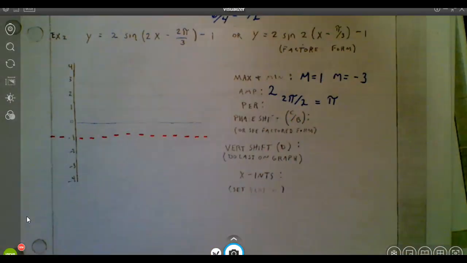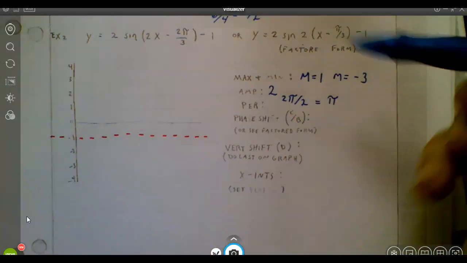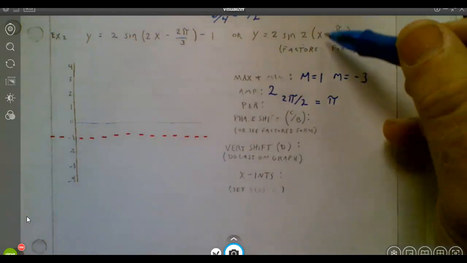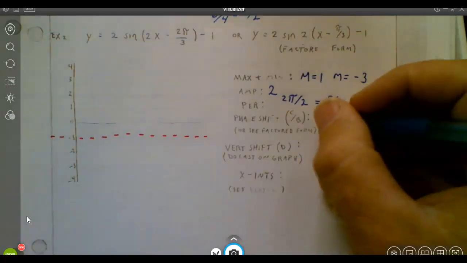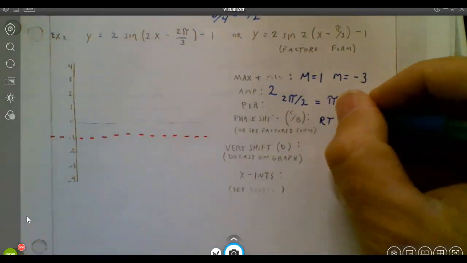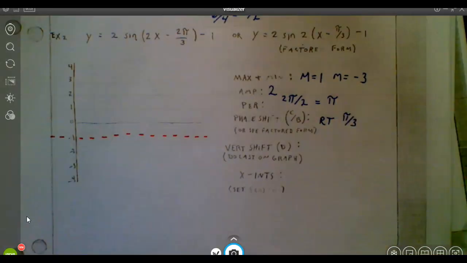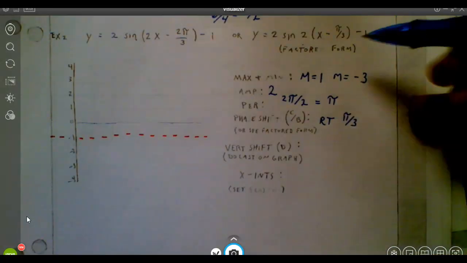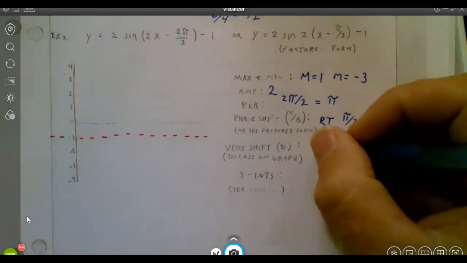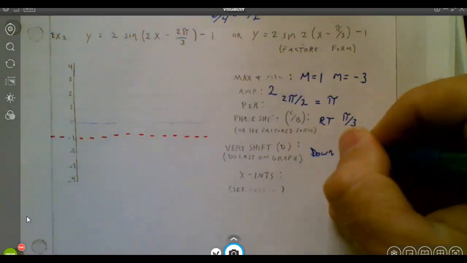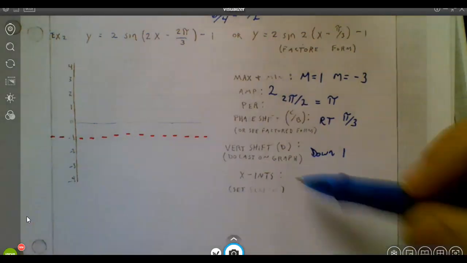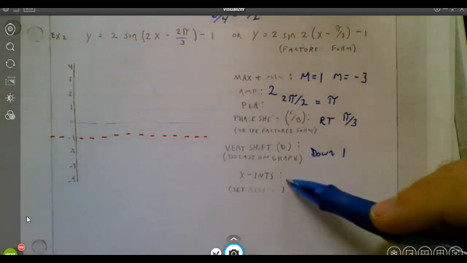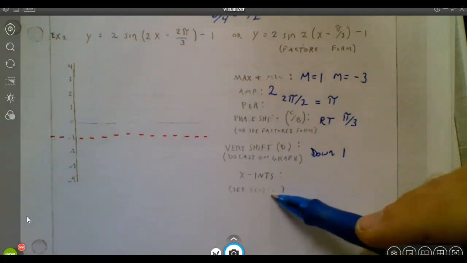So for me, I think it's easiest just to see it in factored form, and I more clearly see that my horizontal shift is going to the right pi thirds. So I would say that is my phase shift. We do have a vertical shift going down 1. And again, I like to do the x-intercepts at the end, so we'll come back to that. Don't forget, if you ever need to solve for those, it is just like any x-intercept. You would set the whole function equal to 0.